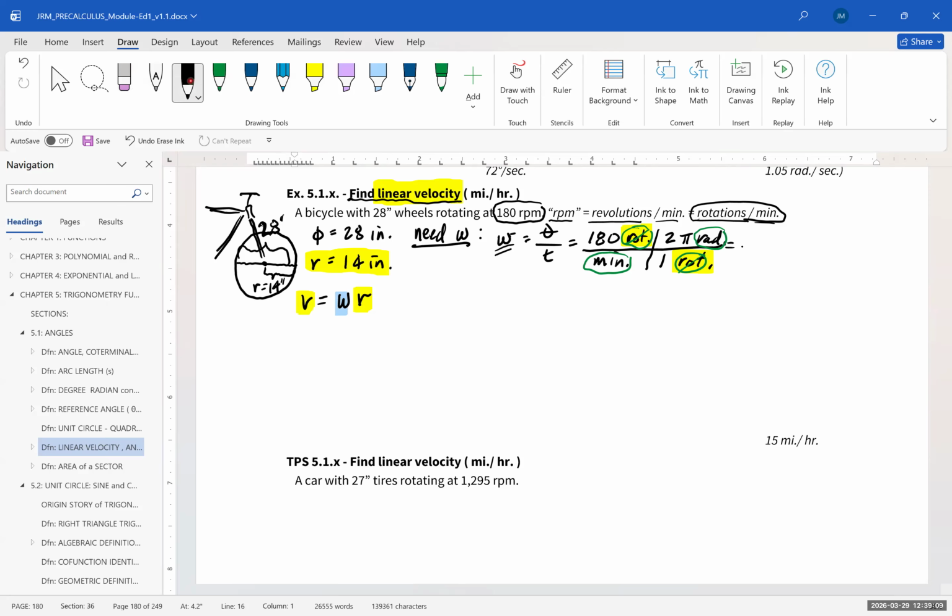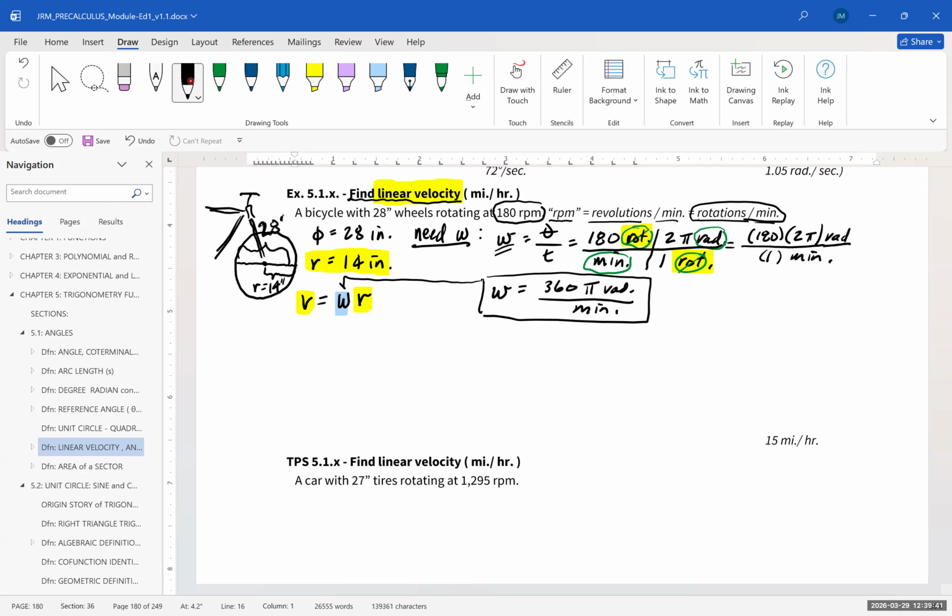So now we just need to carry over everything in the numerator. So we've got 180 times 2 pi radians all over 1 minute. So our angular velocity comes out to 360 pi radians per minute. This is the angular velocity that we need in order to calculate linear velocity.